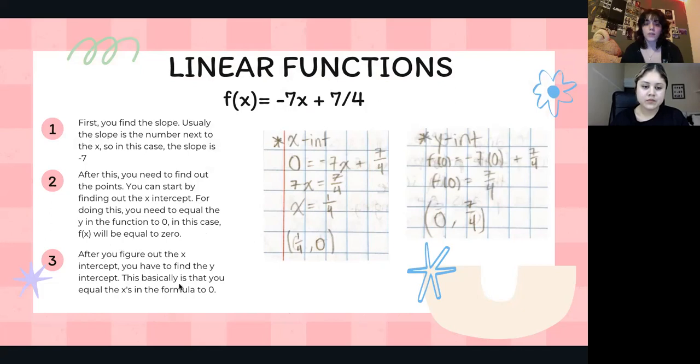After you figure the x-intercept, you have to find the y-intercept. Basically, what you have to do here is to equal the x in the formula to 0. So here we can see how you equal the x to 0, and you cancel this one because it will be 0, and the answer is (0, 7/4).